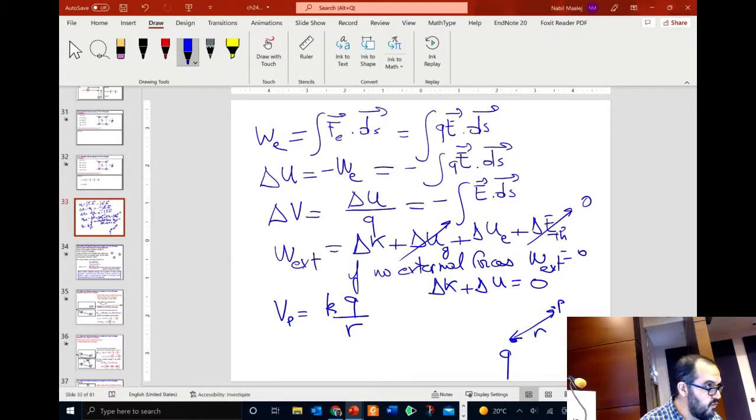We also said the superposition principle applies, so if you have a number of point charges, you can determine the potential at a certain point from each of these charges and add them, scalar addition. Any questions so far?